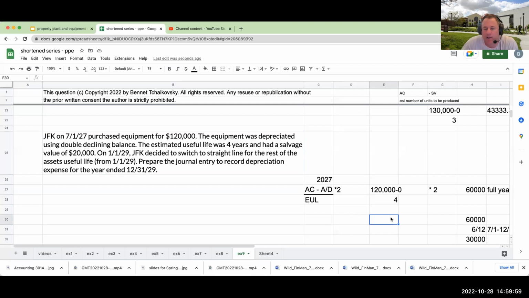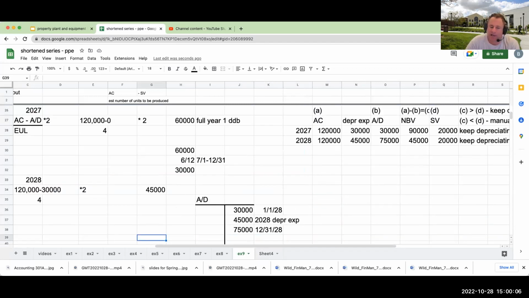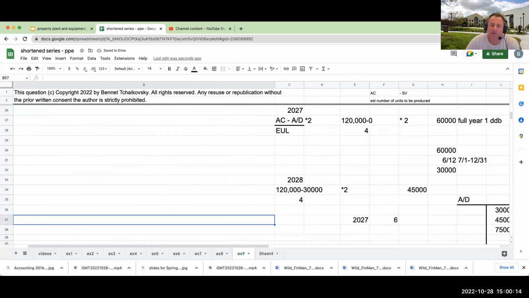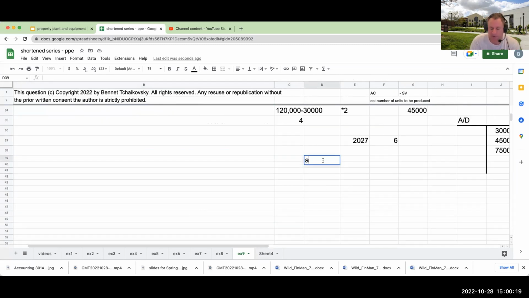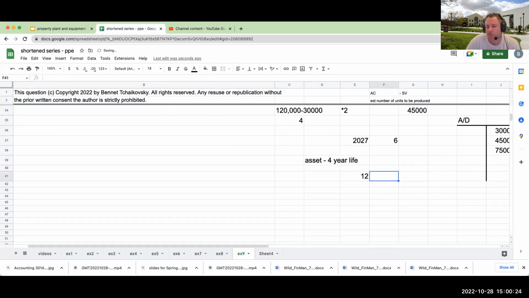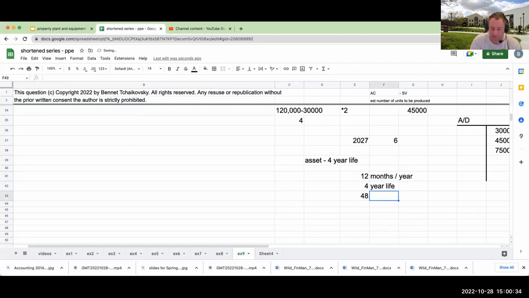Okay, so how long have I been using the asset for? In 2027, I used the asset for 6 months. And let's think about this. If it has a 4-year life, 12 months per year, this is going to be a total of 48 months.